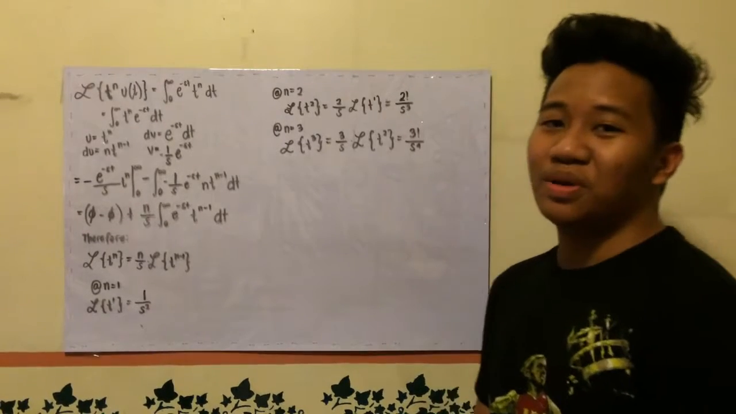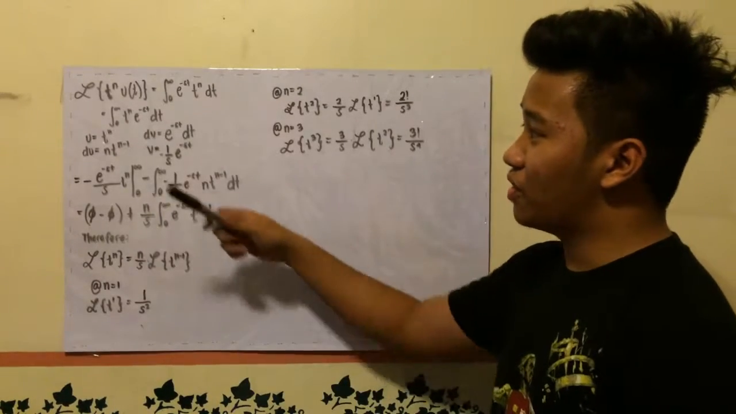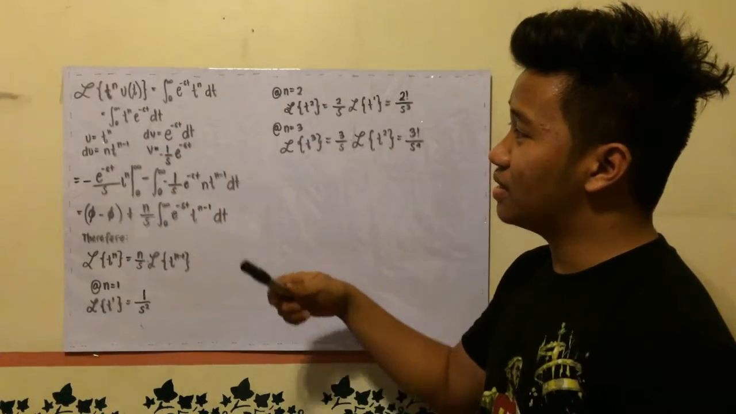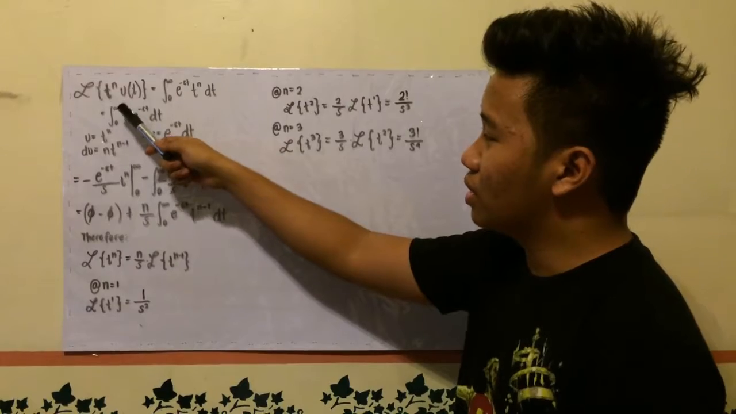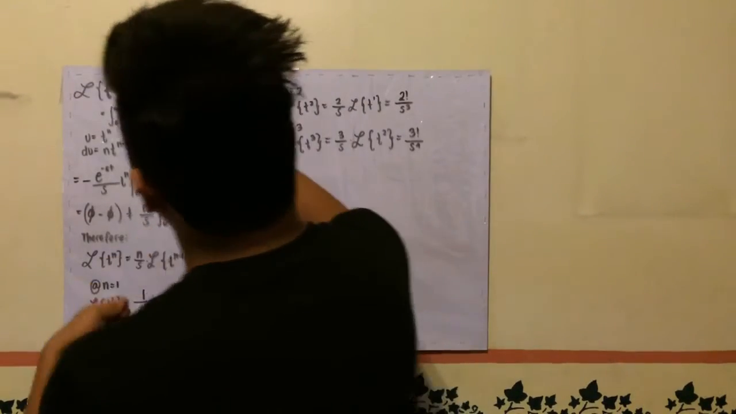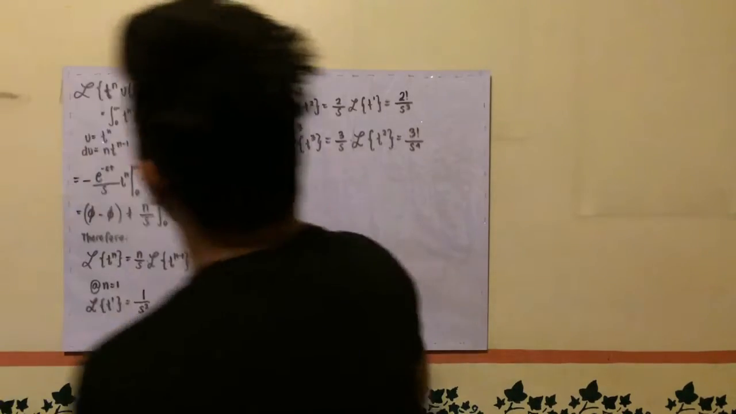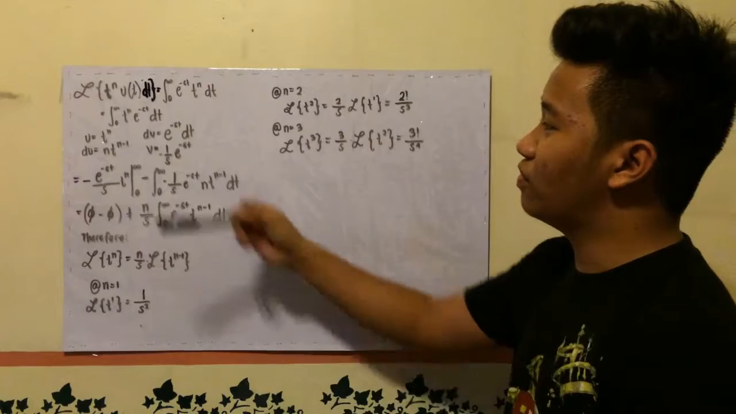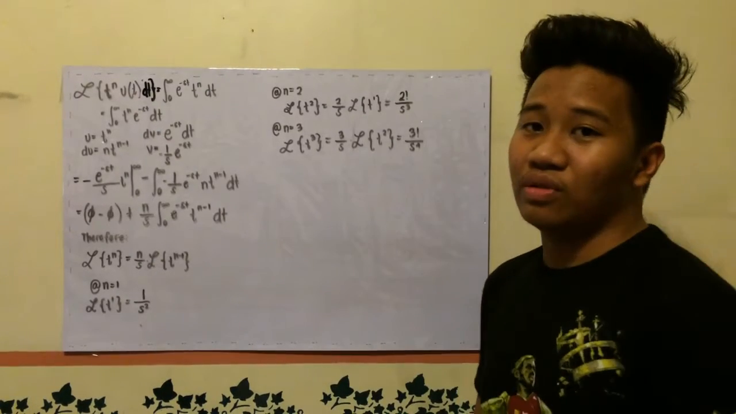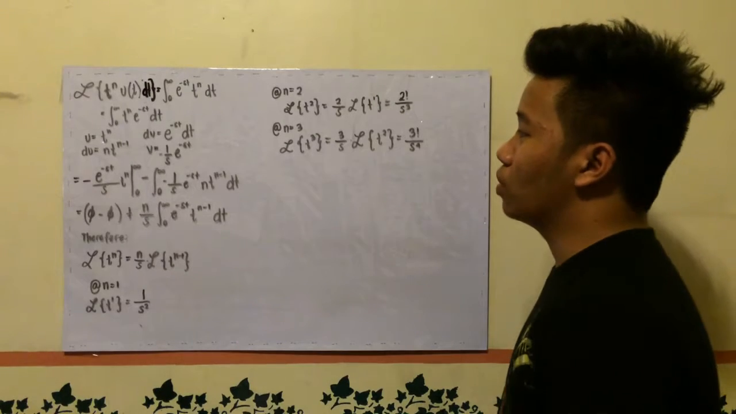So for today, we're going to get the equivalent value of the time function t raised to n times u of t dt. We're going to get the equivalent of this time function into the complex frequency function using the Laplace transform.